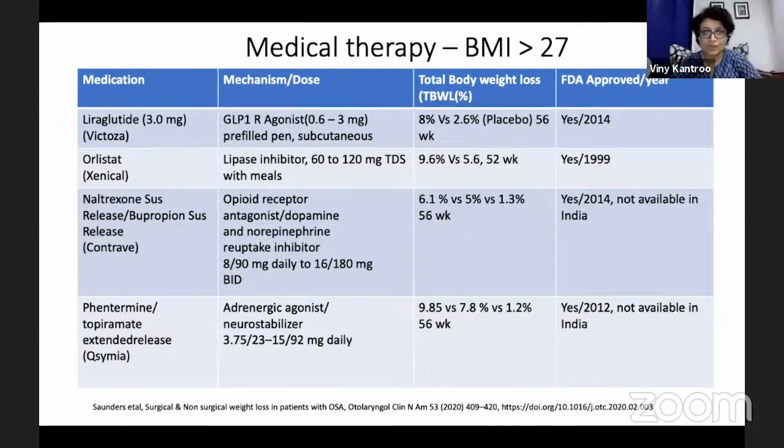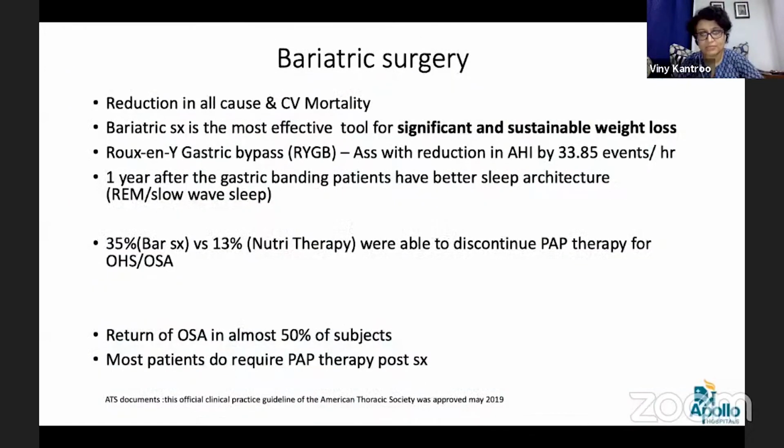I'm not going to go into the details of the medical therapy. Liraglutide and Orlistat, both of these are available in India. The other two are not as yet available. But you can see that the weight loss is not very robust. Bariatric surgery, which is very good in terms of reduction in all-cause mortality and CV mortality, is the most effective tool for significant and sustainable weight loss.